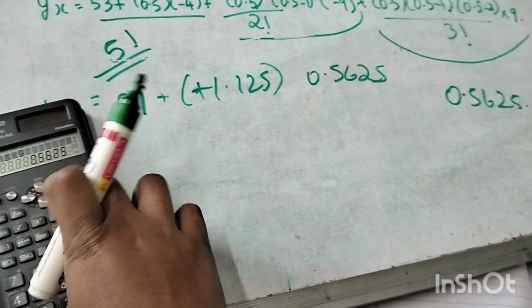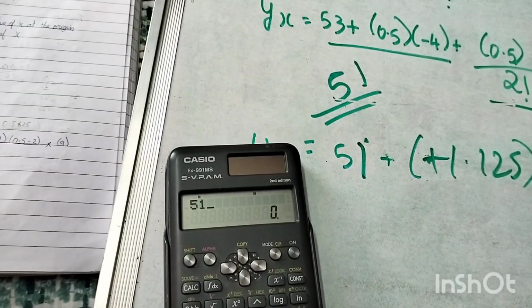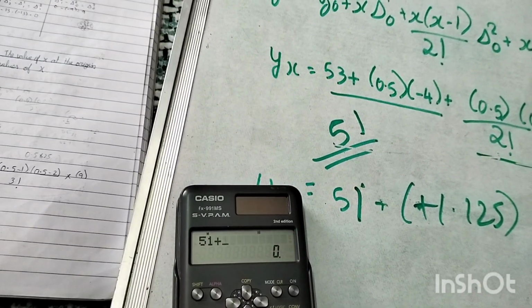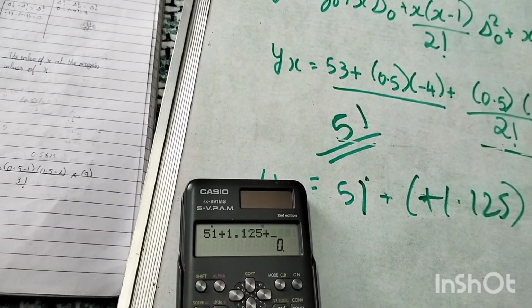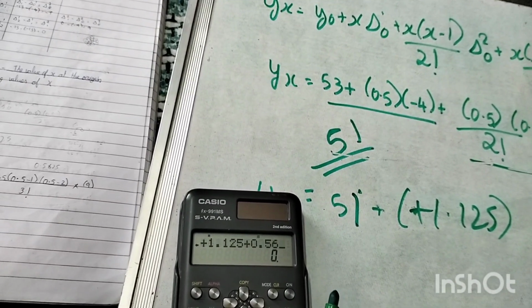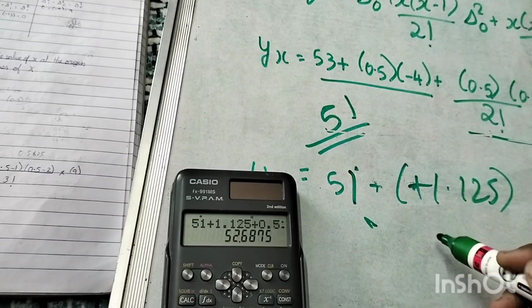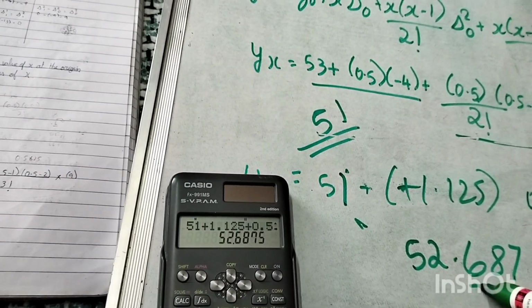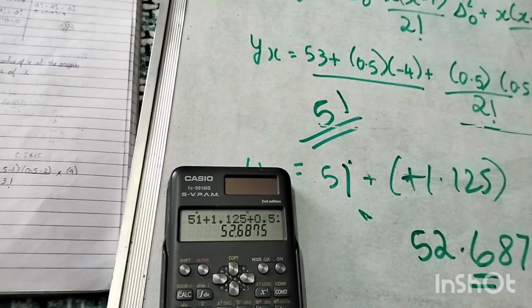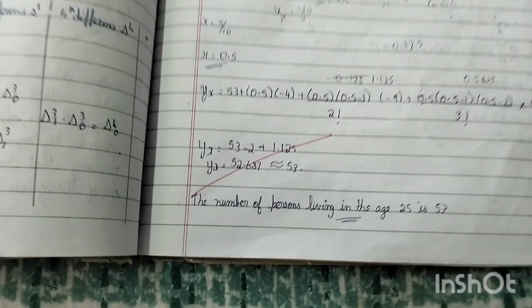Okay, now this is 51, plus 1.125, plus 0.5625, that is 52.687. Since this number is after 5, it's going to be rounded off to 53, and that's the answer.